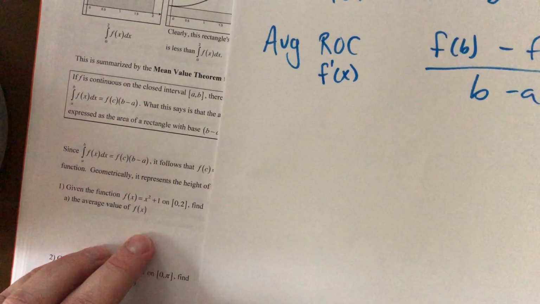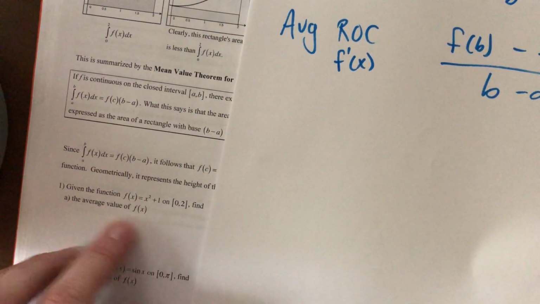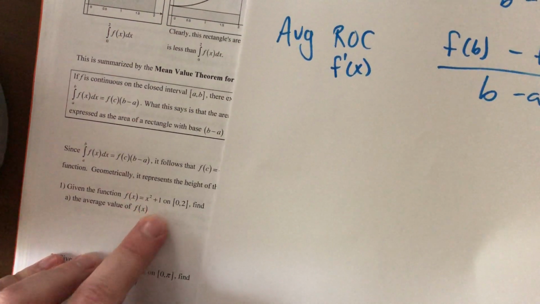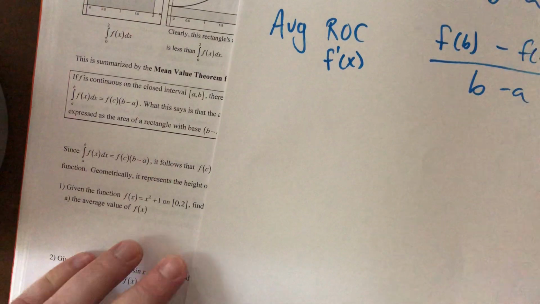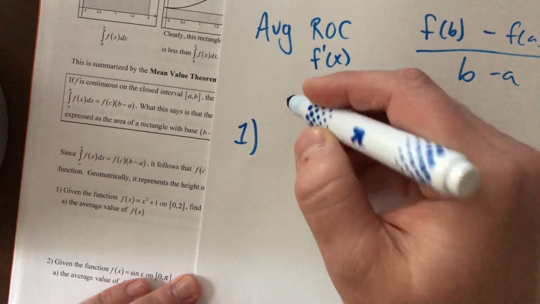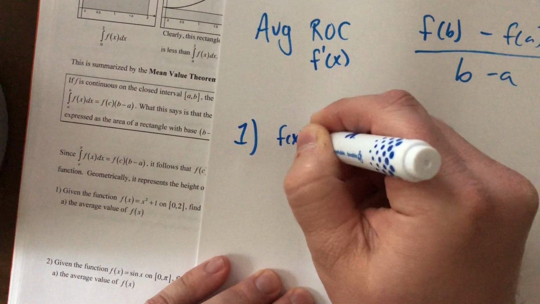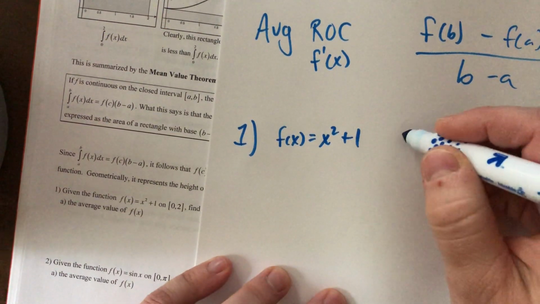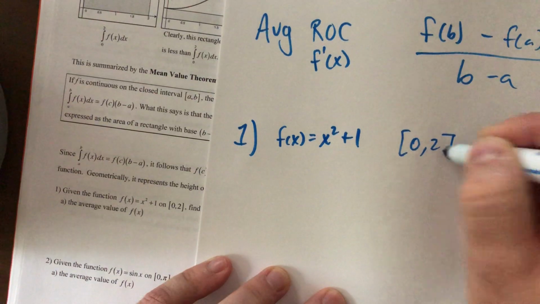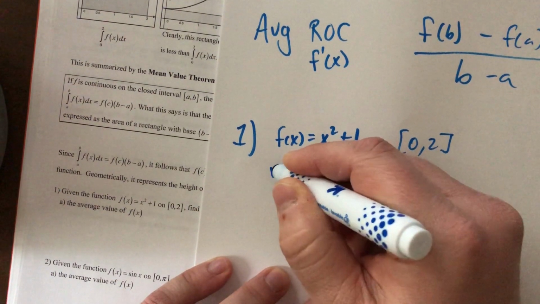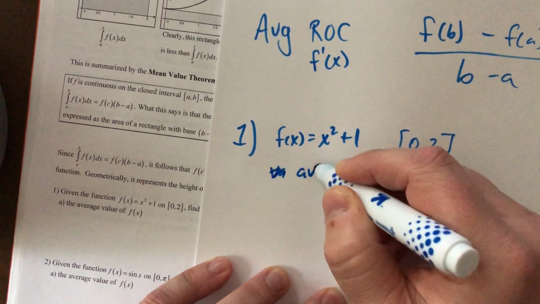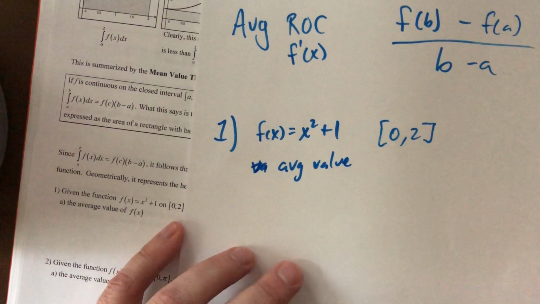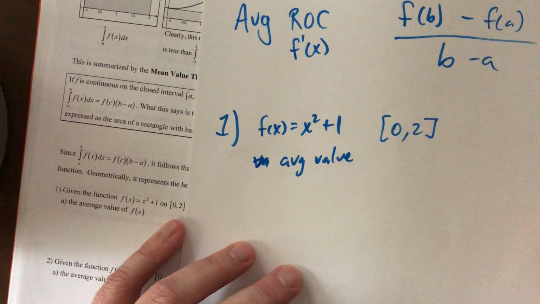So if we want the average value of f of x from 0 to 2 of this function, these are literally plug-in-the-formula problems. So f of x is x squared plus 1. Our interval is 0 to 2. If we want the average value, which I can't spell right now. Glad I didn't finish that. That would have been inappropriate. Not on purpose.